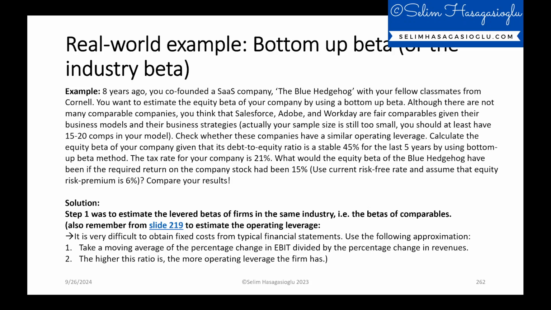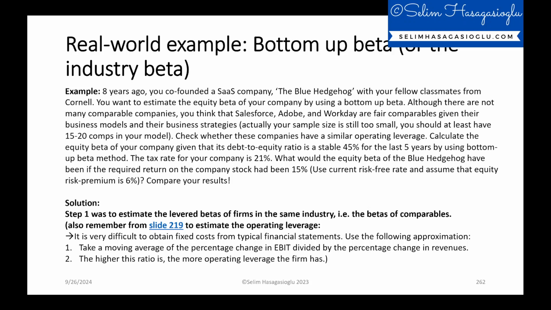Check whether these companies have a similar operating leverage and calculate the equity beta of your company, given that its debt-to-equity ratio is a stable 45% for the last 5 years, by using the bottom-up beta method, and the tax rate for your company is 21%. So what would the equity beta of the Blue Hedgehog have been if the required return on the company stock had been 15%? Use the current risk-free rate and assume that the equity risk premium is 6%, and compare your results. So let's look at the solution.